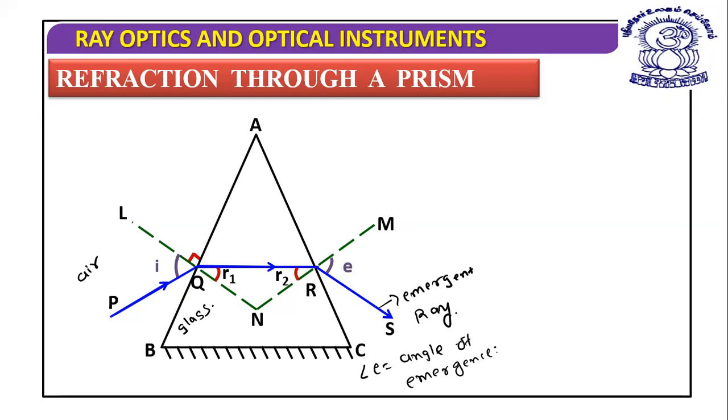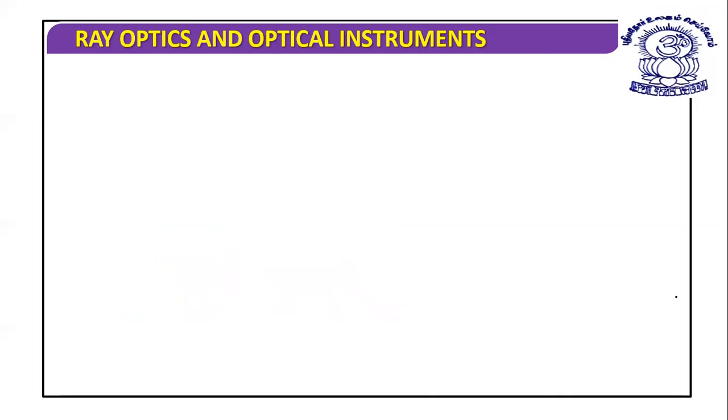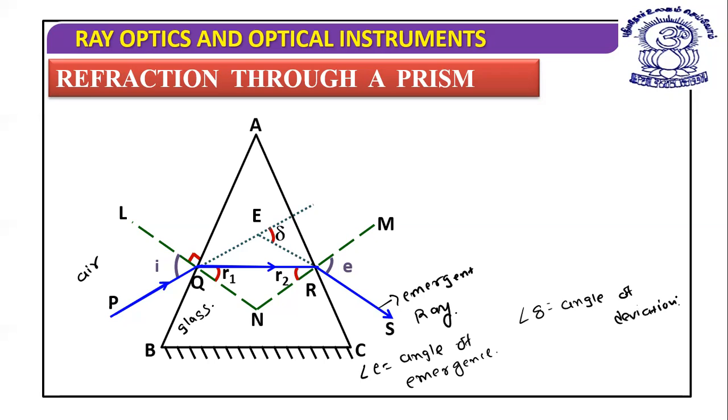Here, the angle made by the actual direction of the incident ray with the emergent ray is called the angle of deviation, delta. We want to find the relation between delta, I and E.